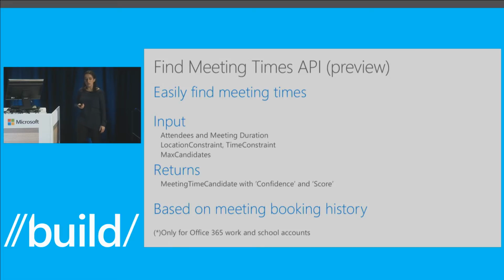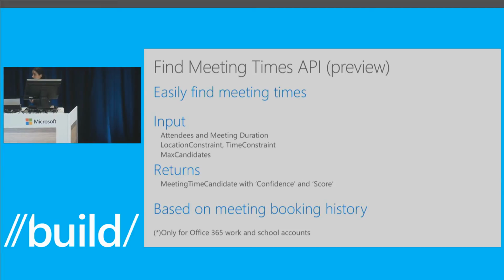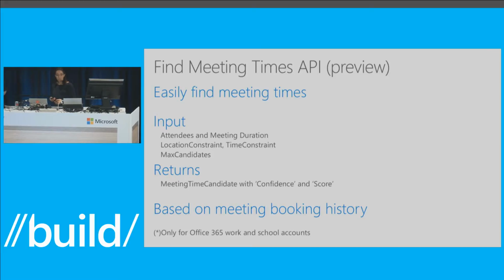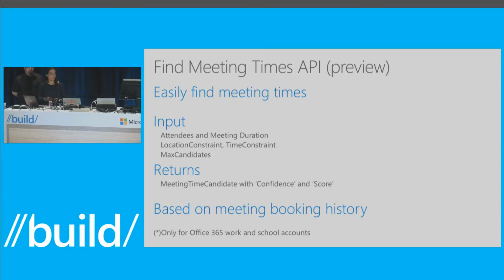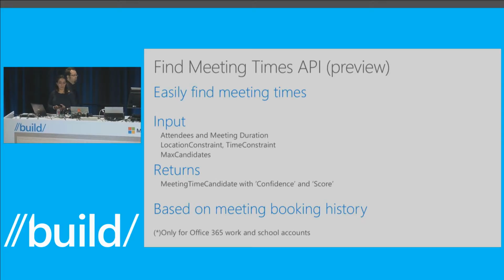It also gives you suggestions based on your meeting history, and it works only for Office 365 accounts because it relies on your organizational directory to do some of this calculation. So let's take a look. Let's go back to the example that Gareth was building and take a look at using the Find Meeting Times API for the property manager.